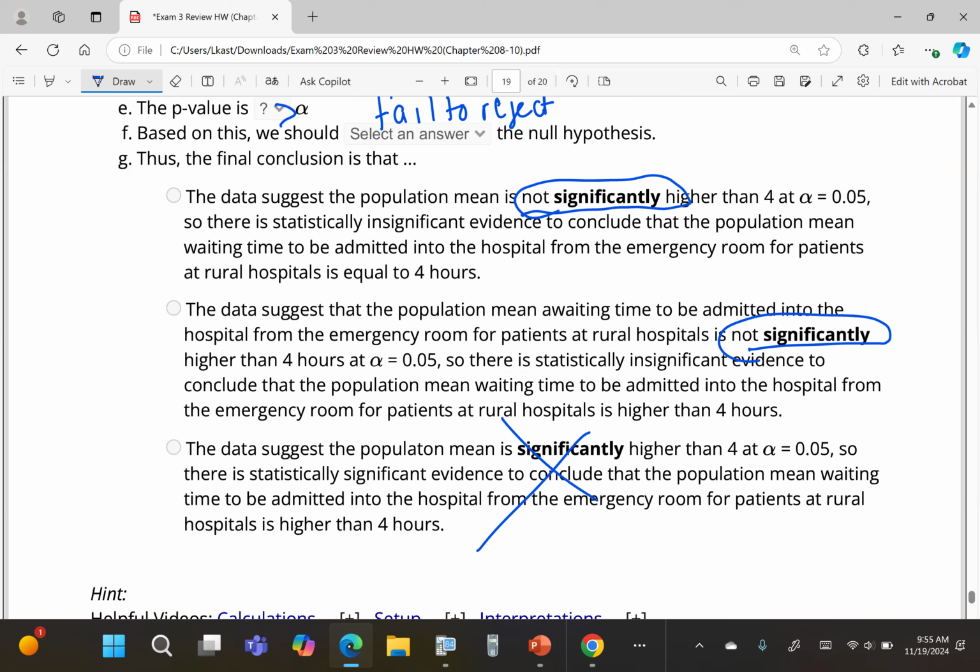The data we collected is not significant. All right, so what do you want to say? Not equal, so it must be this one. The data suggests that the population mean waiting time to be admitted into the hospital from the emergency room for patients at rural hospitals is not significantly higher than 4 hours at alpha equals 0.05. So there is statistically insignificant evidence to conclude that the population mean waiting time is higher than 4 hours.